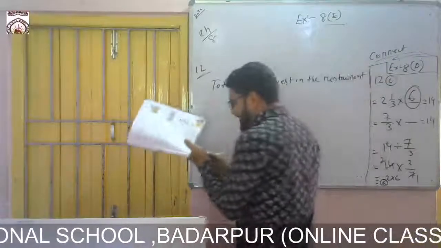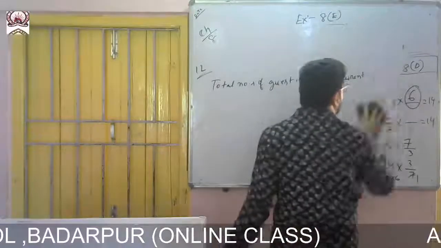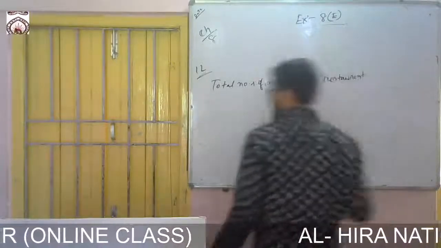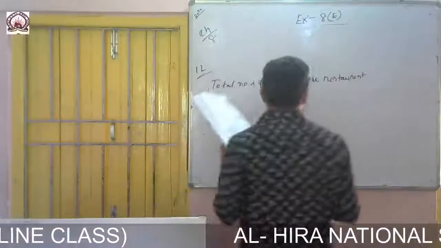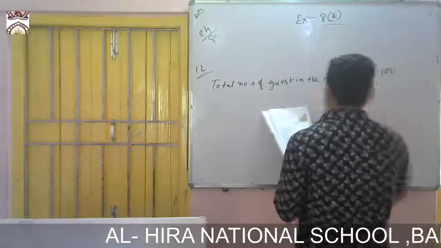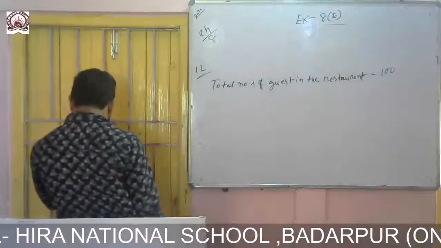Total number of guests in the restaurant. Okay, now I am erasing this one. I hope you have written. So the total number of guests in the restaurant will be what? It is given: 100 guests. Okay, now the question asks for the fractions of the guests.